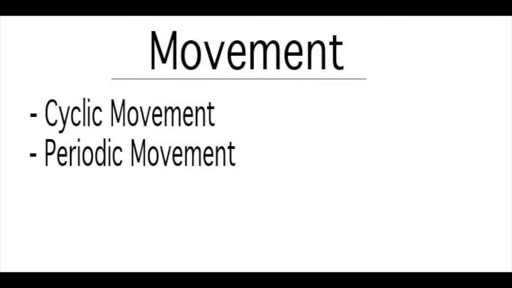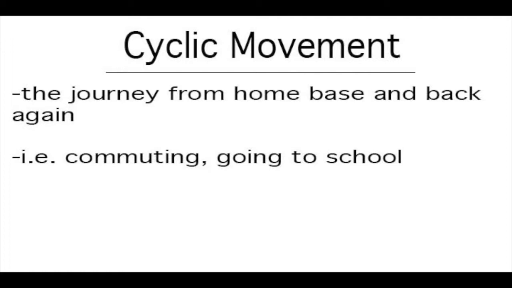There are many types of movement cycles out there. There is cyclic movement, periodic movement, and migration. Cyclic movement involves movements that start at home base and come back to the hearth. A type of cyclic movement is commuting. It is the journey from home to work and back again.